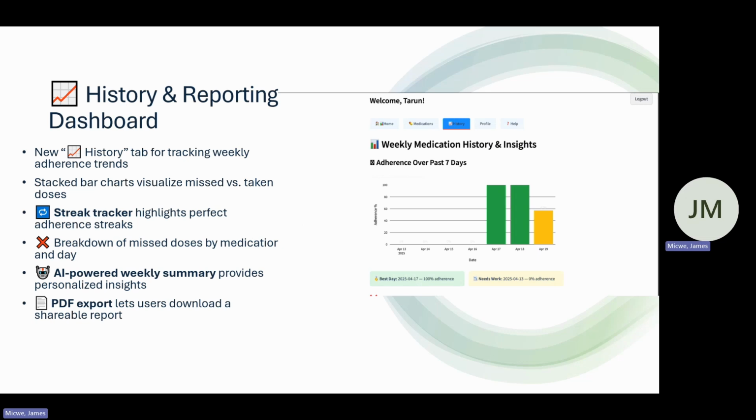Then we have the history and reporting dashboard. This provides a dashboard for tracking adherence over time. Users can view weekly adherence trends, visualize taken versus missed doses with stacked bar charts, which is really helpful, and monitor their progress with a streak tracker for perfect adherence days. They get notified for that. It also breaks down missed doses by medication and day as well, and this is all AI powered. And they could also download or export a PDF report.